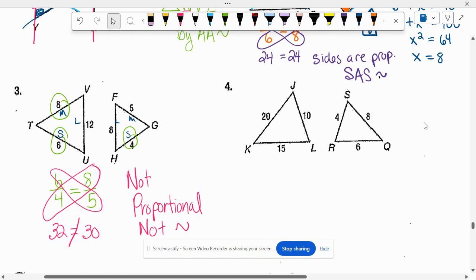Okay. How are we going to set up the next one? What do you think, Tyler? How do you want to set it up?